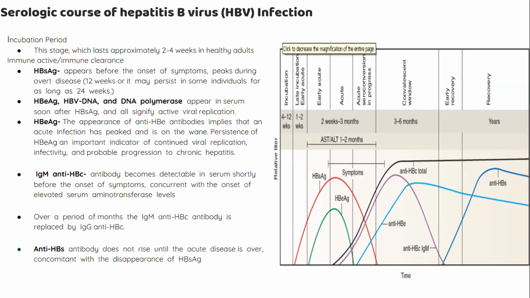And over the periods of months, this IgM anti-HBc antibody is replaced by your IgG anti-HBc. So that is the chronic stage. Then anti-HBs antibody does not rise until the acute disease is over and concomitant with the disappearance of the HBs antigen. Okay, next.